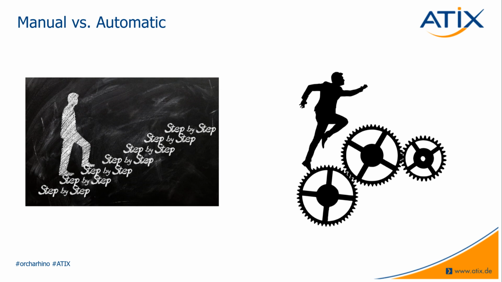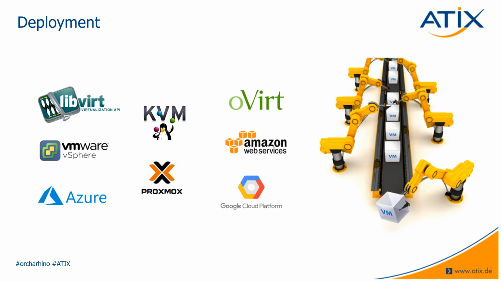So let's first have a look at the initial deployment of a host. You normally have some sort of virtualization layer to interface to for the deployment of your host. This might be, for example, VMware, KVM, libvirt, Proxmox, or oVirt, or you may have an API from a cloud provider, for example, like Azure, AWS, or Google Cloud. Orcharhino can automate your deployment to these instances, to these hypervisors.